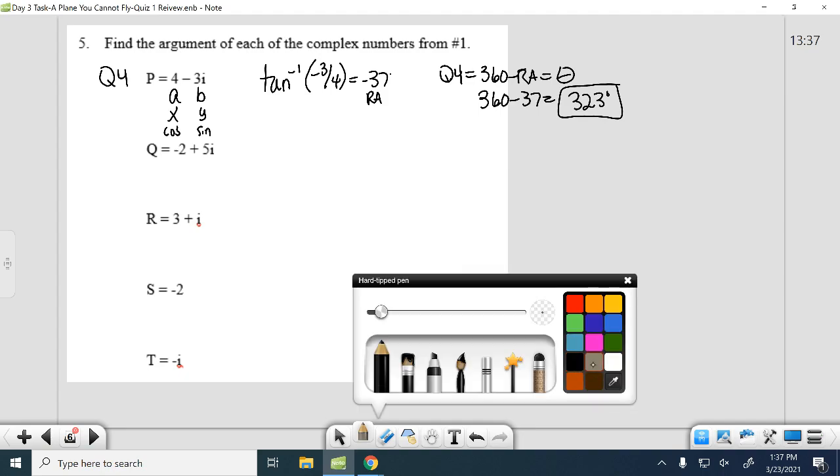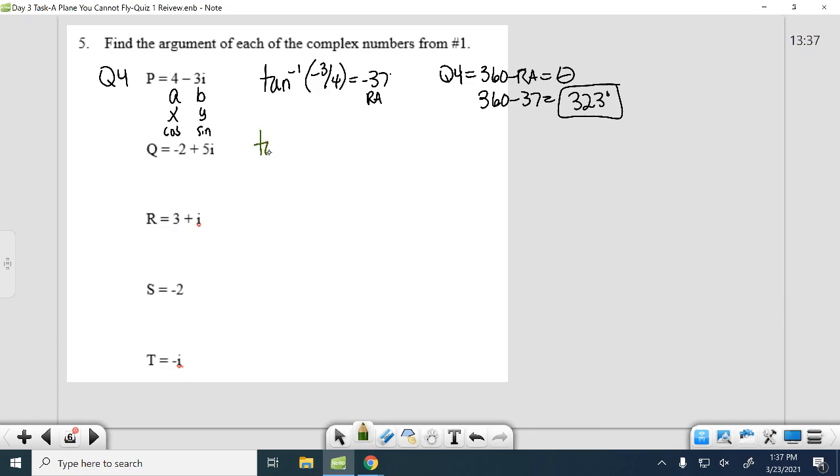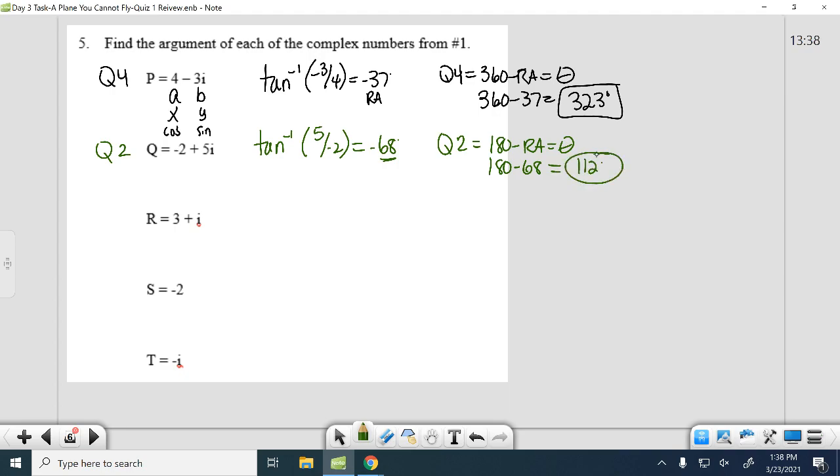Okay, for point Q, we have tangent inverse of the B over the A, 5 over -2. Okay, remember this one, -2 plus 5i puts us in quadrant 2. That helps us as we go through. So tangent inverse of -5/2 gives us -68 degrees. So quadrant 2 is 180 minus the reference angle to get theta. So 180 minus 68, remember we're always using the absolute value or positive of our reference angle, gives us about 112 degrees for our point Q.